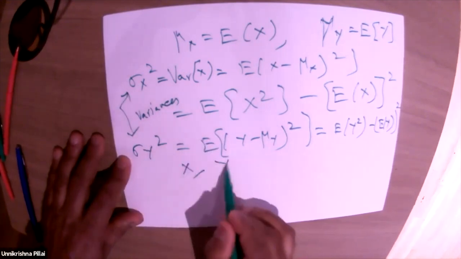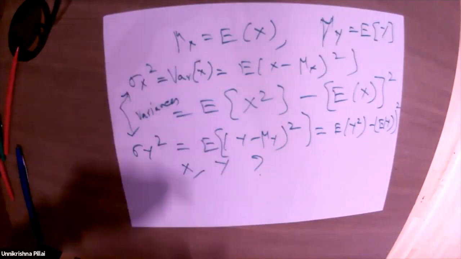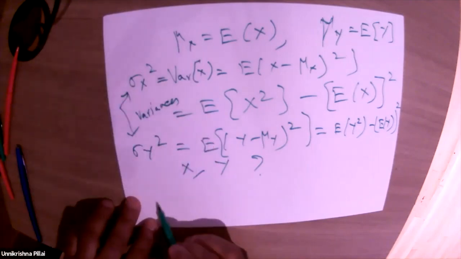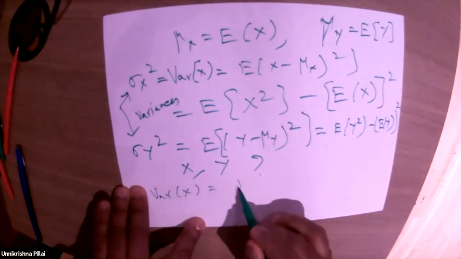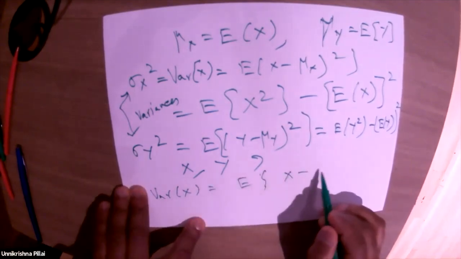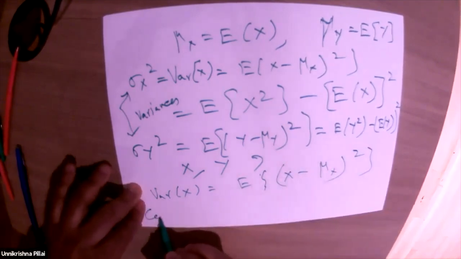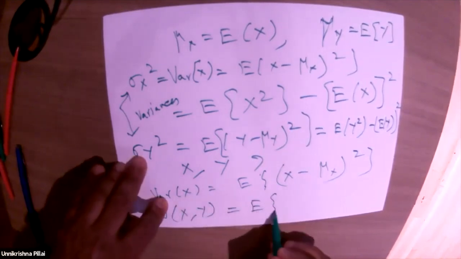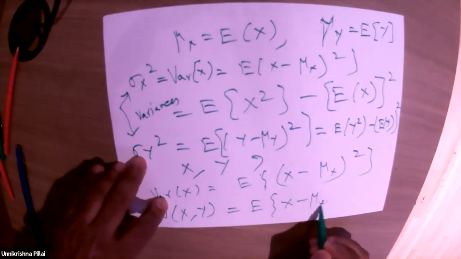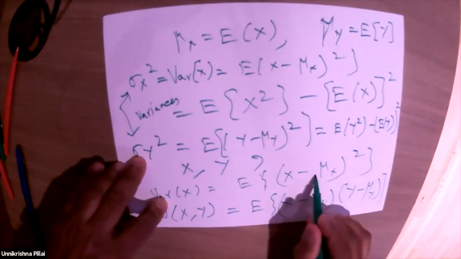So the question is, if you have two random variables, how do you bring in one parameter which says something about their joint behavior? So we can take the clue from here. So once again, look at variance. So the variance of x is the expected value of (x minus mu_x) squared. So we are going to define the covariance of x, y exactly the same way. So that will be the expected value of (x minus mu_x) multiplied by (y minus mu_y). So the motivation comes from here.